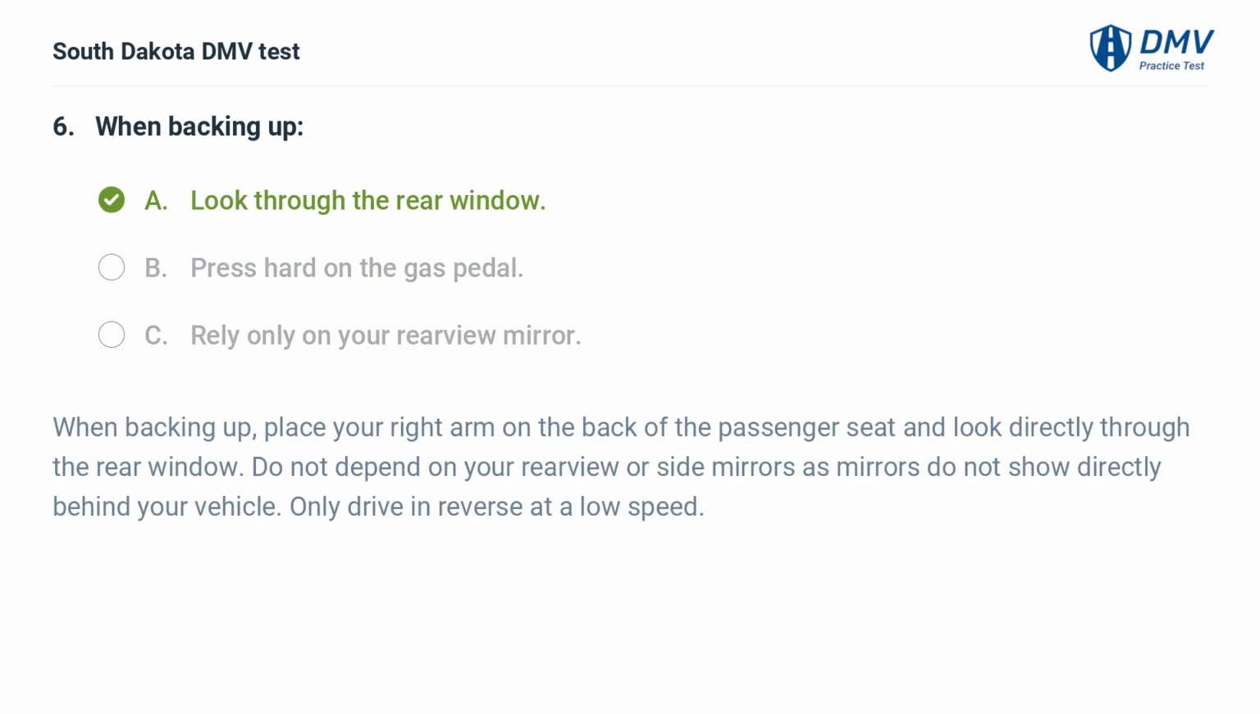A. Look through the rear window. When backing up, place your right arm on the back of the passenger seat and look directly through the rear window. Do not depend on your rear-view or side mirrors, as mirrors do not show directly behind your vehicle. Only drive in reverse at a low speed.